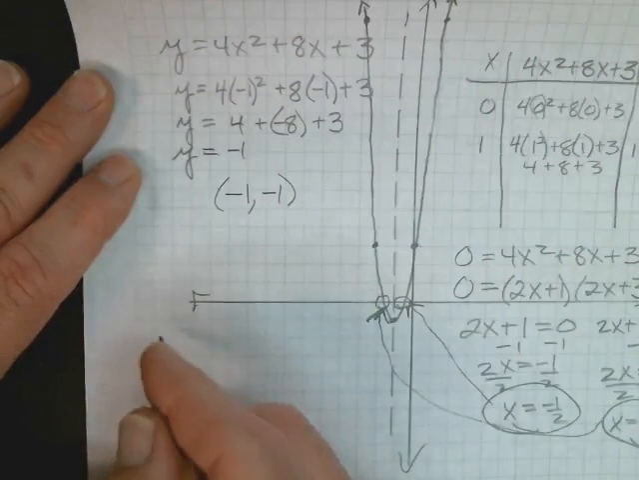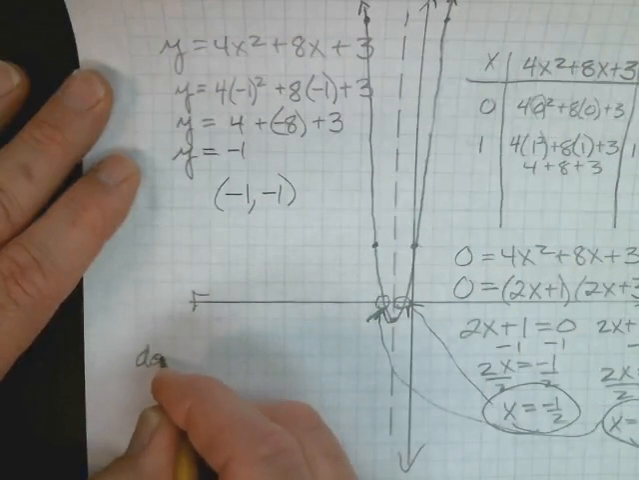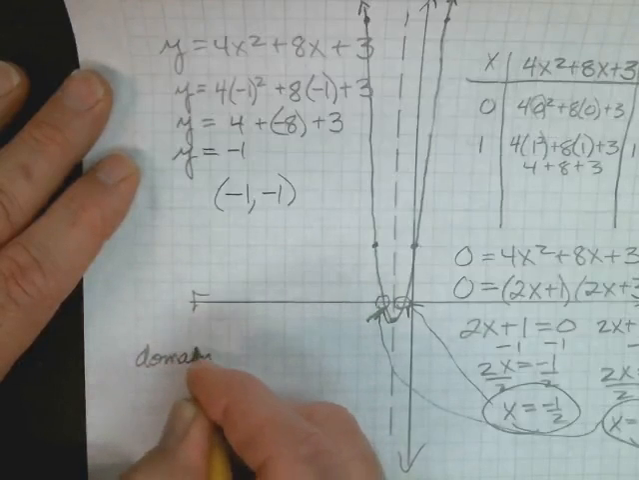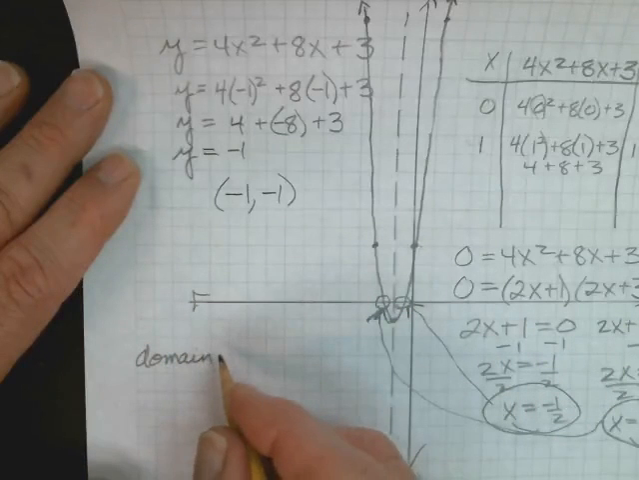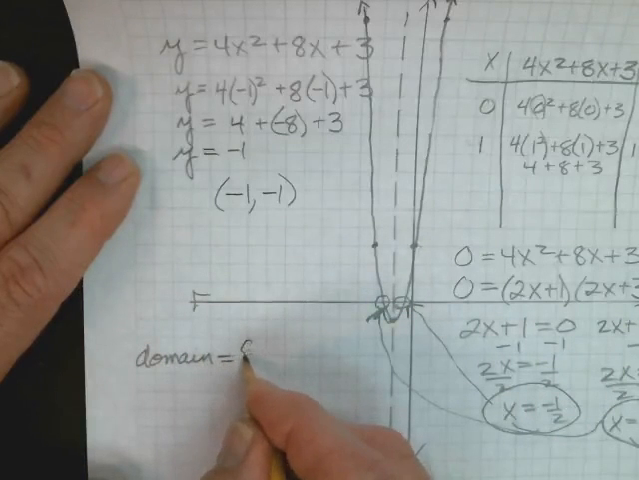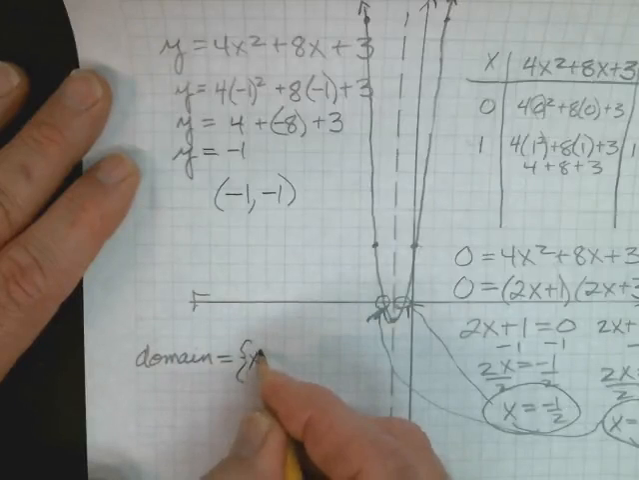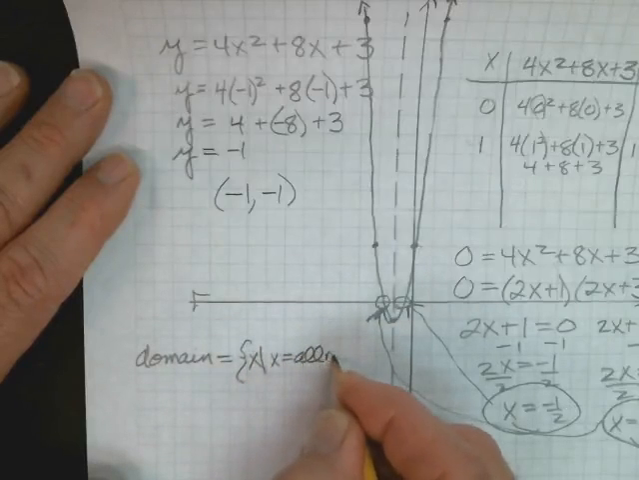Now, one other thing that we're going to talk about, because your book talks about it a little bit, is the domain. Remember, the domain are the x values. The domain here can be any value of x, so we're going to say x is a set of all numbers such that x is equal to all real numbers.